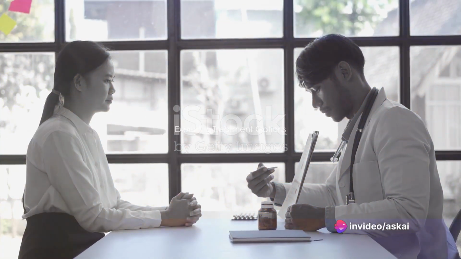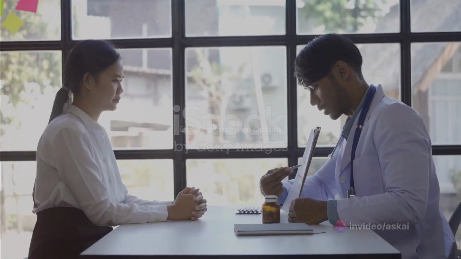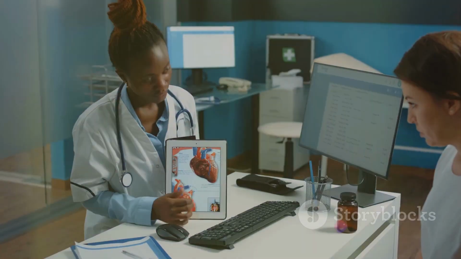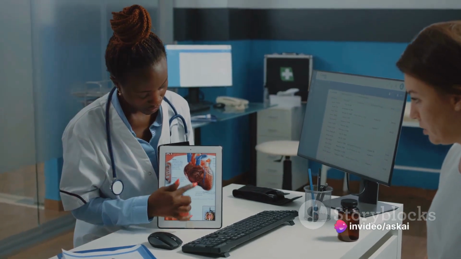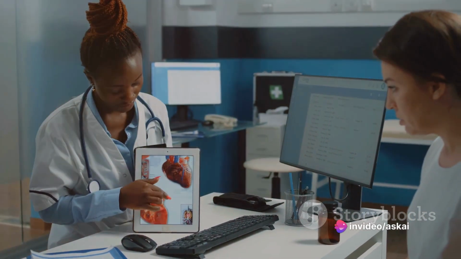Once diagnosed, what can be done to manage coronary artery disease? This is a question that many people ask. Fortunately, there are several treatment strategies available. The goal is to alleviate symptoms, improve quality of life, and prevent complications.